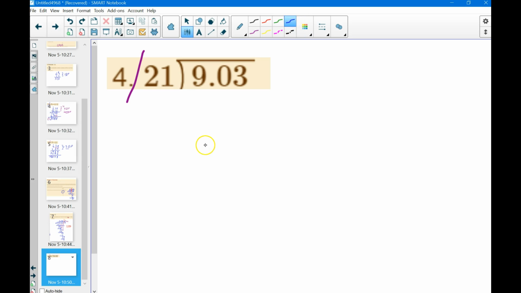We have 21 divided into 9.03. Take the point right away, there's no point right now. Take it, put it up there on top, and we're done with the decimal. No more worries about that. Just leave it there. Life is good.